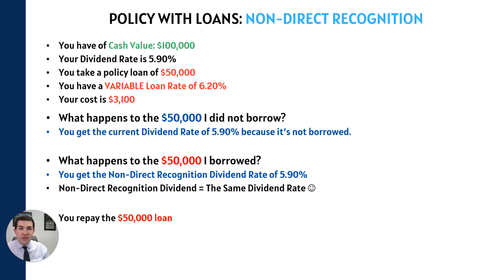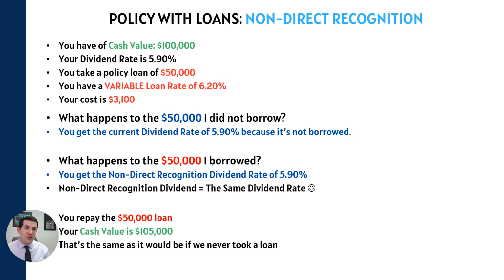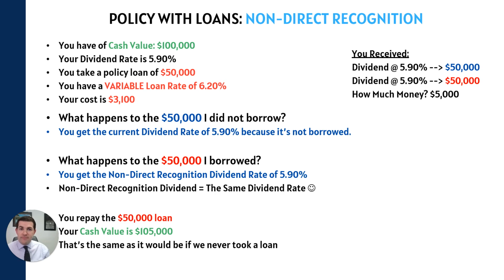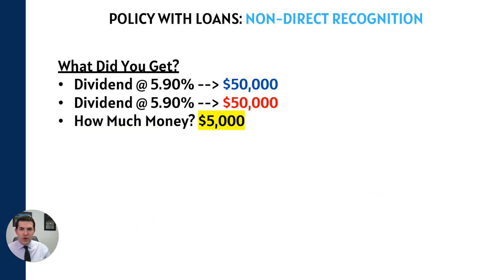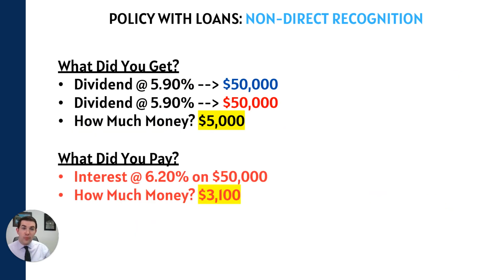Now, let's assume you repay the $50,000 loan and you do that in 12 months, in 1 year. Your cash value is $105,000. That's the same number we saw in the example where we never took loans. So what you got is a 5.9% dividend on the money you didn't borrow, then a 5.9% dividend on the money you did borrow. So how much did you get in total? That $5,000. It was $100,000 last year, then this year was $105,000. What'd you pay? 6.2% on the loan amount. That was $50,000. How much? $3,100. So again, you got $5,000. You paid $3,100. You're positive $1,900 in this specific example. Got it? Good. Fun stuff.